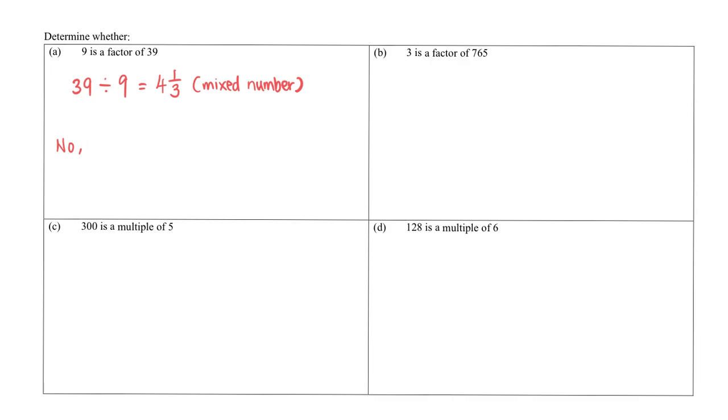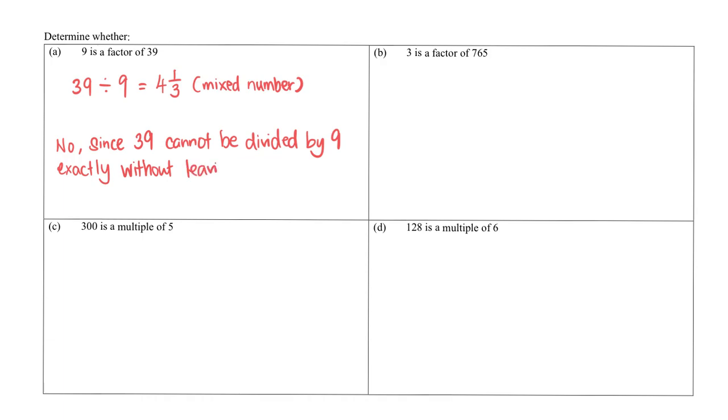Nine is not a factor of 39 since 39 cannot be divided by 9 exactly without leaving a remainder.